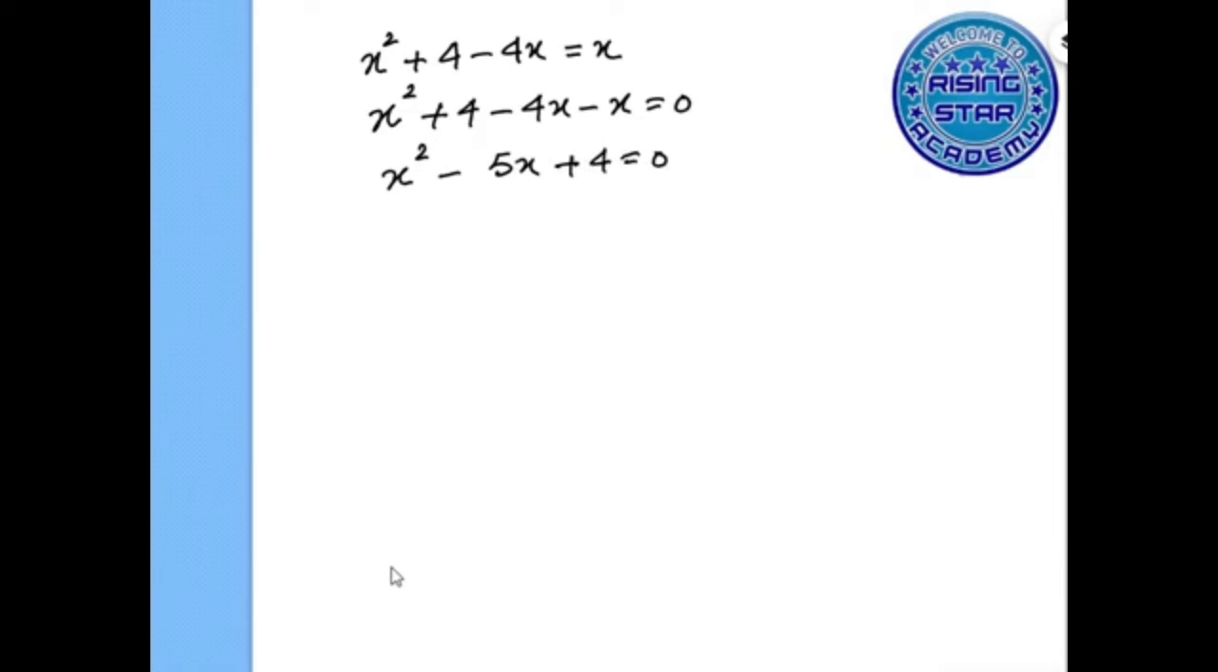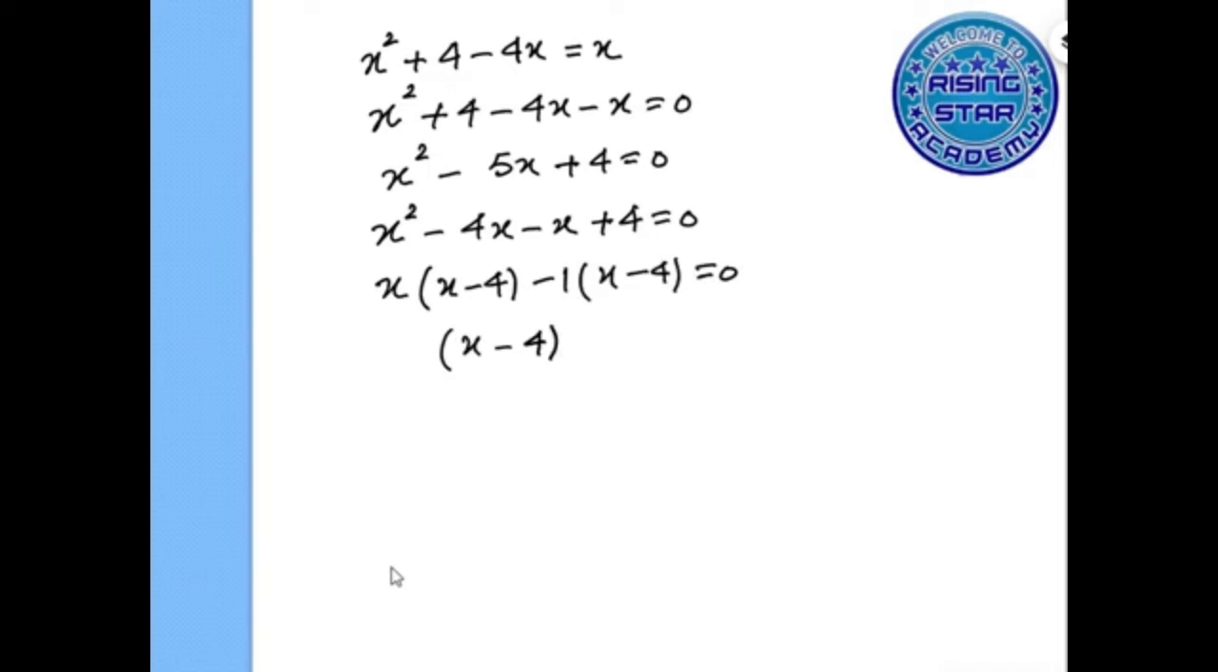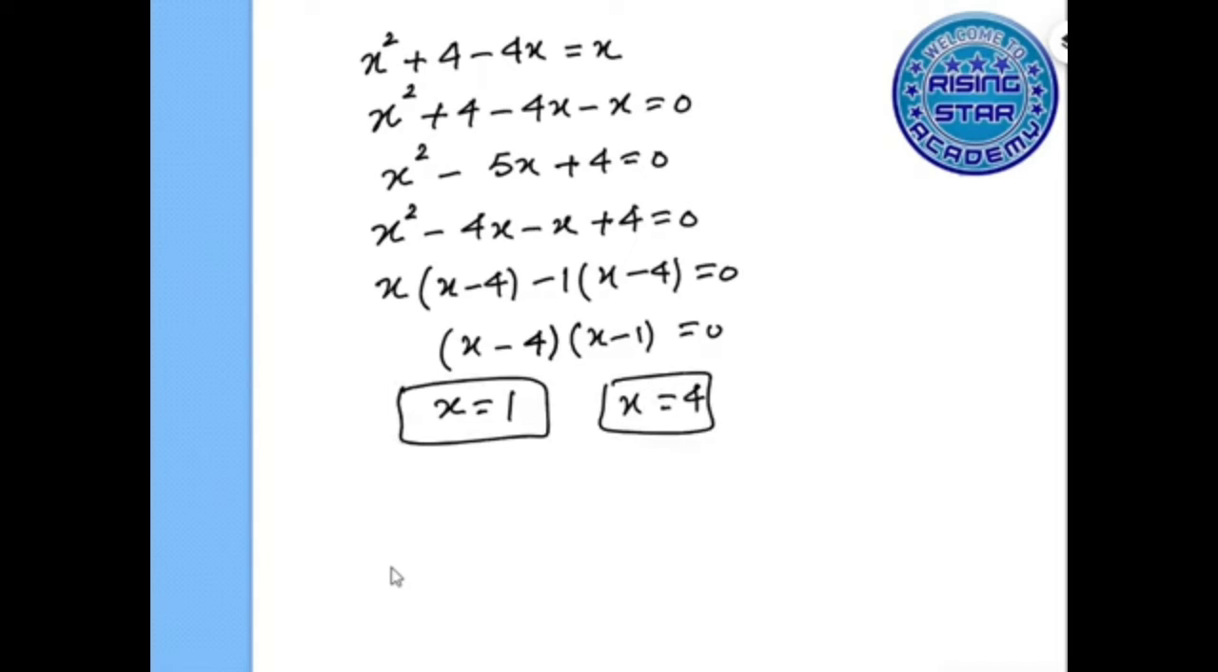To find the point of intersection, I would factorize it. So we have x square minus 4x minus x plus 4 equals to 0. I applied the middle term breaking, so we'll take x in common, x minus 4, 1, then again x minus 4 equals to 0. So x minus 4 into x minus 1 equals to 0. The x value would be 1 and x value would be 4. This is my a value, lower limit. This is my b value, the upper limit.